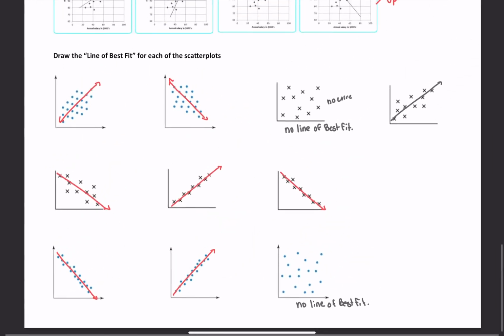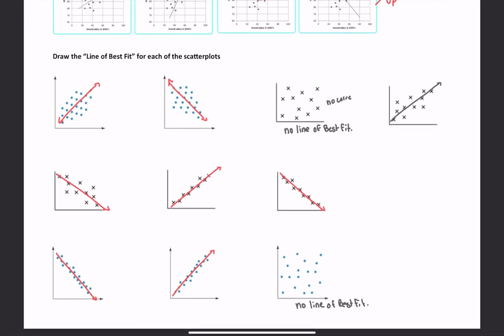All right, your homework, you have 5 examples. You need to determine if you can draw the line of best fit, the type of correlation, and then you also need to draw the line of best fit as well, okay?